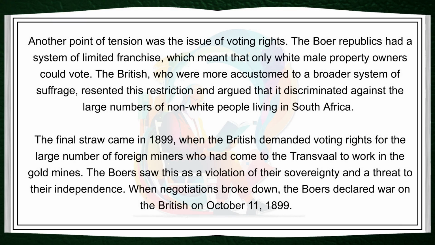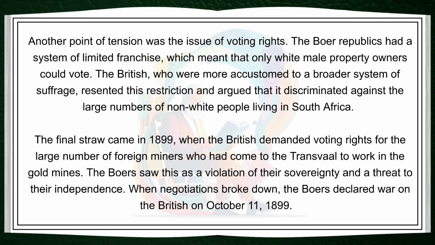Another point of tension was the issue of voting rights. The Boer republics had a system of limited franchise, which meant that only white male property owners could vote. The British, who were more accustomed to a broader system of suffrage, resented this restriction and argued that it discriminated against the large numbers of non-white people living in South Africa.